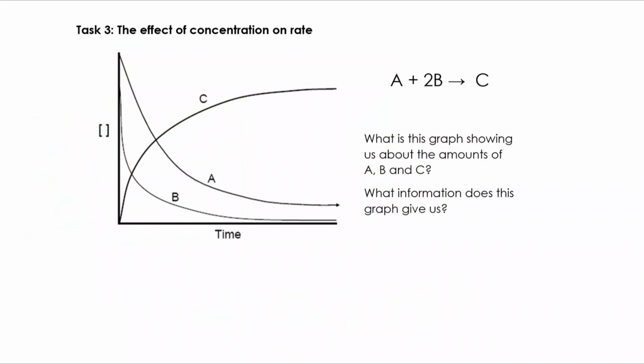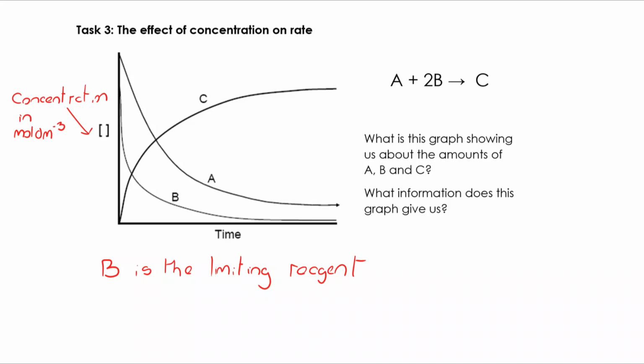Okay, now you've tried it, we'll move on. We can see that B is the limiting reagent. We know it's the limiting reagent because we've run out of it. The limiting reagent is the one that runs out first, at which point the reaction cannot continue. I've also added on here something that you will need to be very aware of. Square brackets in chemistry now have a very specific meaning. It means concentration in moles per decimetre cubed. So that's what the axis is telling us, that we're dealing with concentrations of A, B and C.